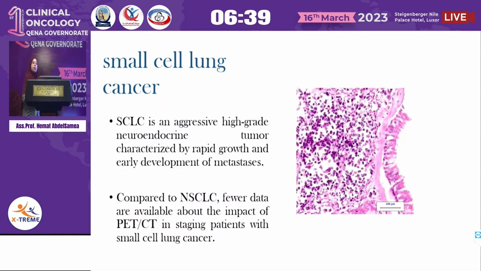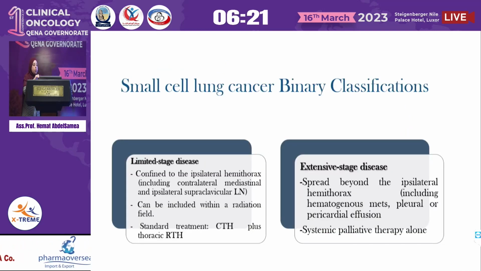Small cell lung cancer is an aggressive, high-grade neuroendocrine tumor characterized by rapid growth and early development of metastasis. Compared to non-small cell lung cancer, fewer data are available about the impact of PET-CT on staging of these patients. It has 2 stages: limited stage disease confined to the ipsilateral hemithorax, and extensive stage disease spread beyond the ipsilateral hemithorax, which receives just palliative therapy alone.